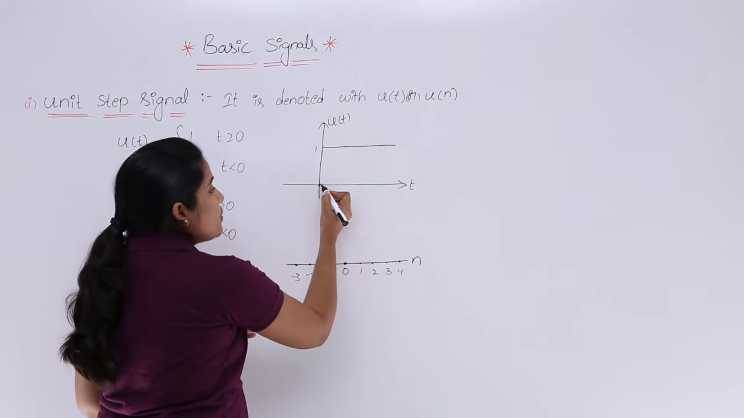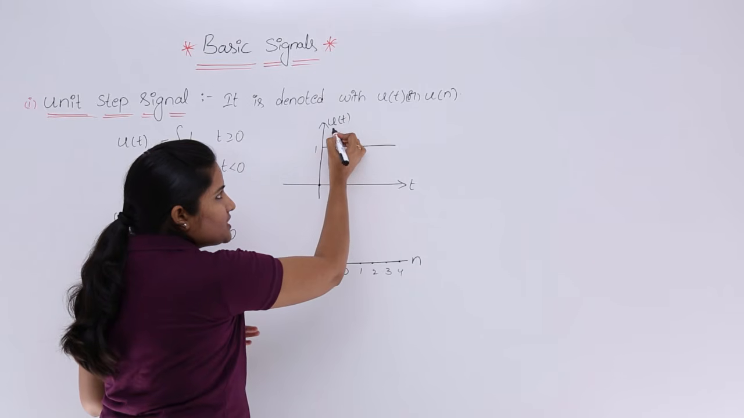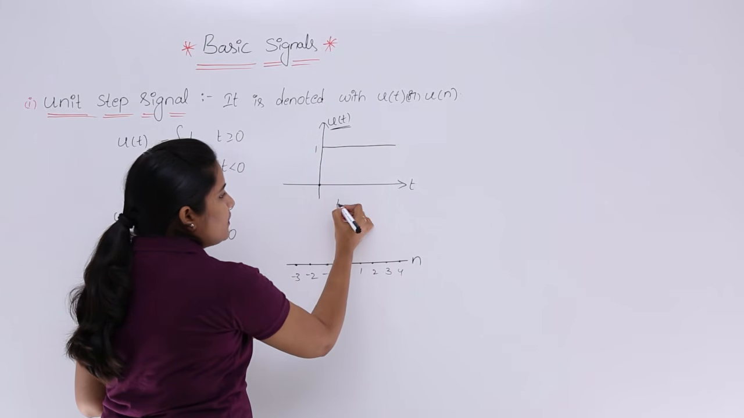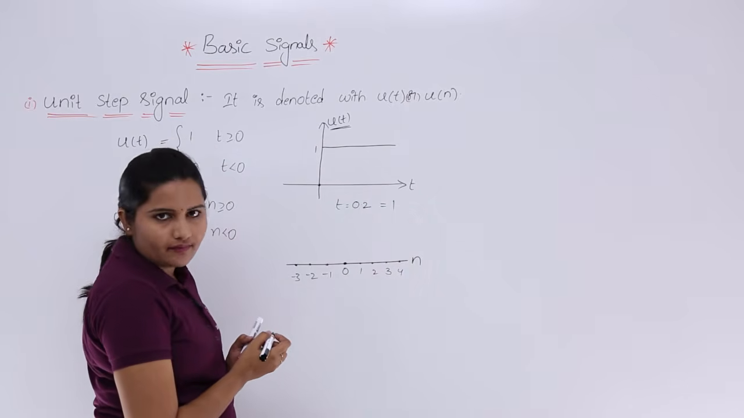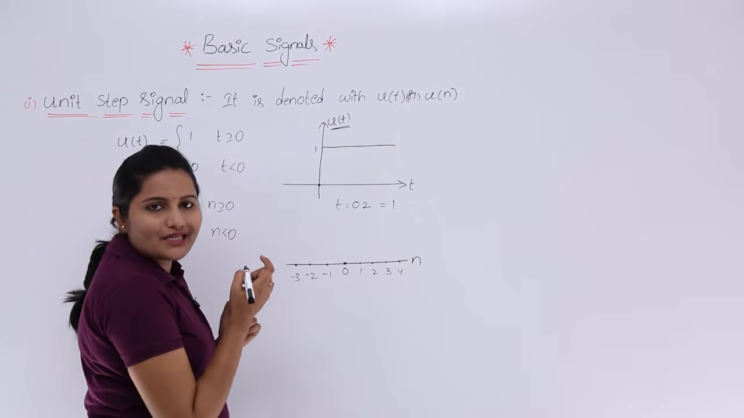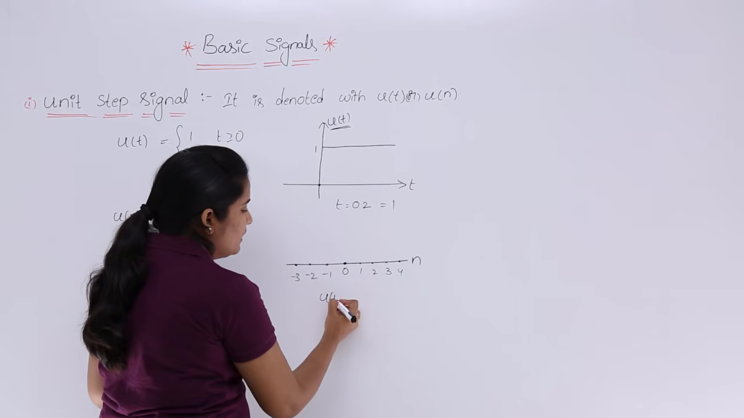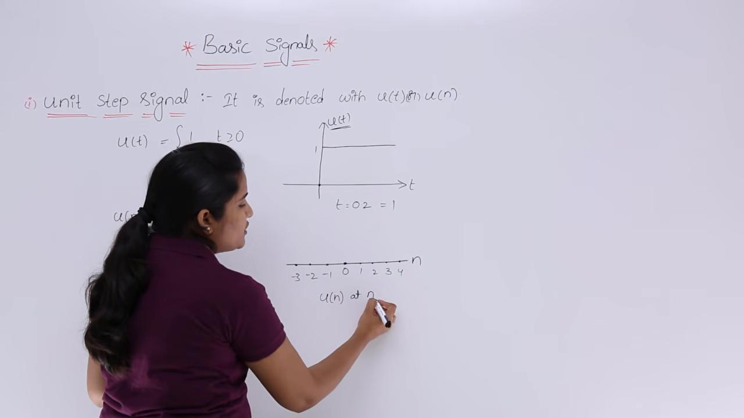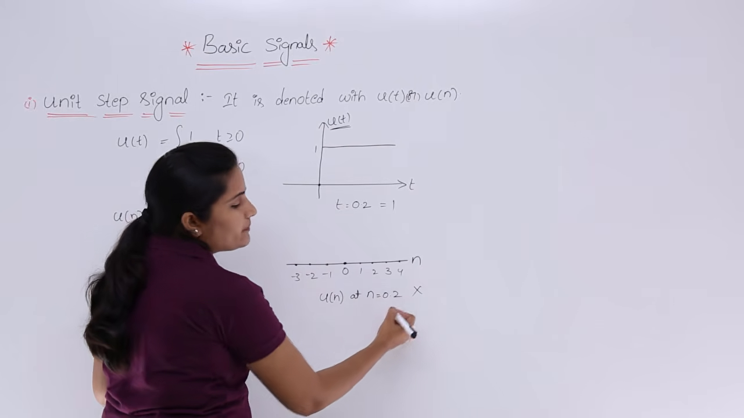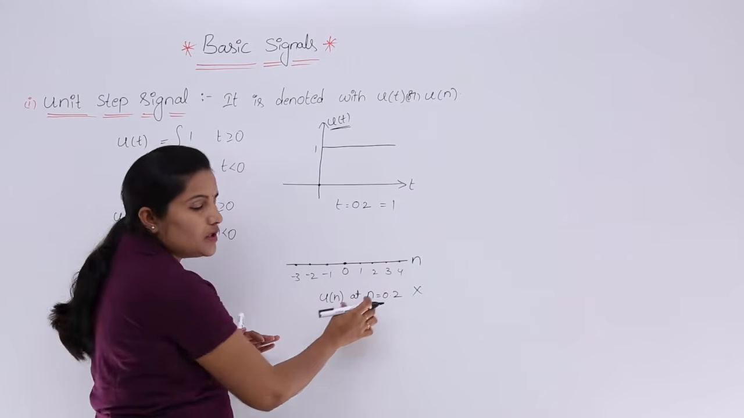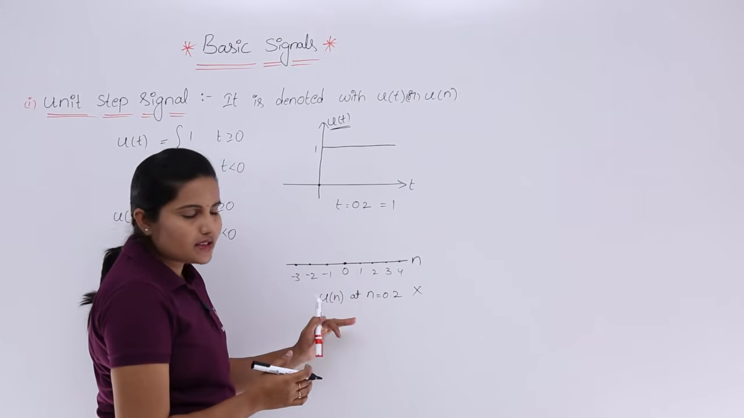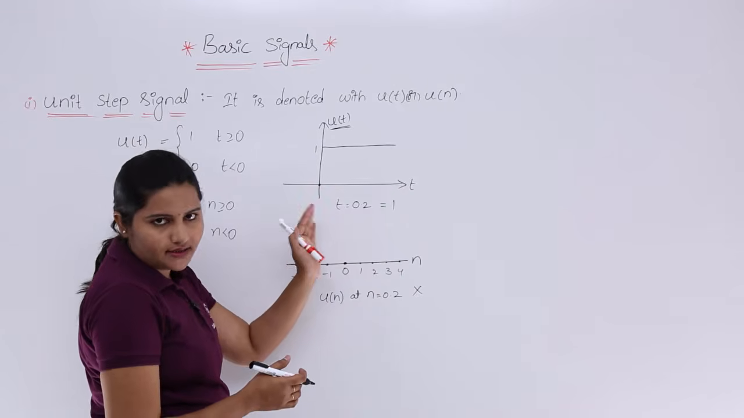That means, what is the value of u of t at t equal to 0.2? This is equal to 1, we can say. But what is the value of u of n at n equal to 0.2? We can't say. So, we can't determine this value. So that's why this is called discrete, and this is called continuous.